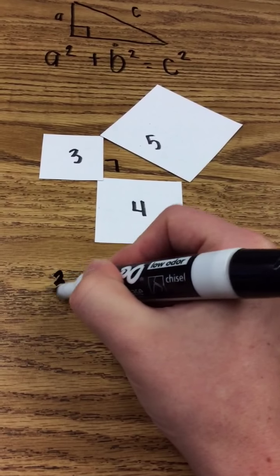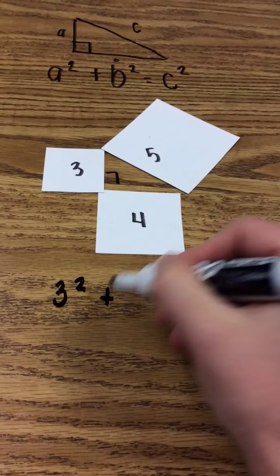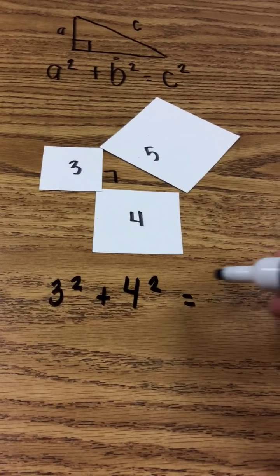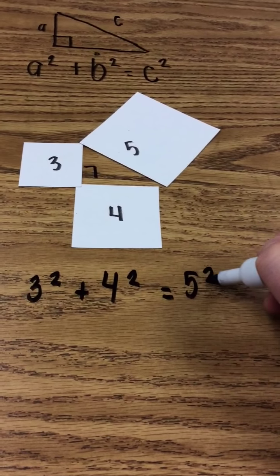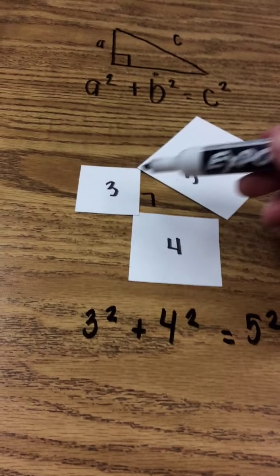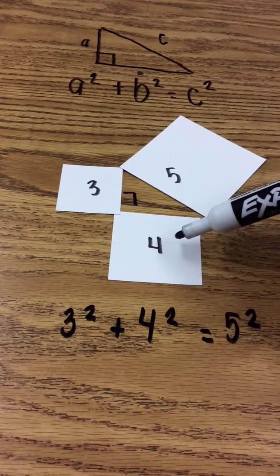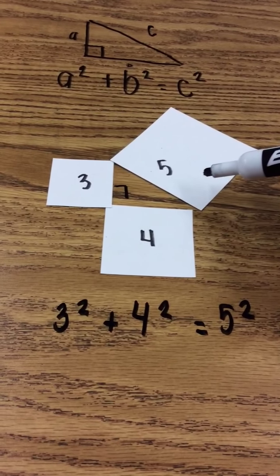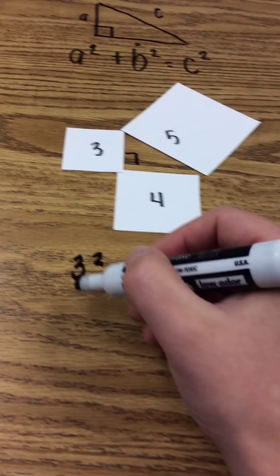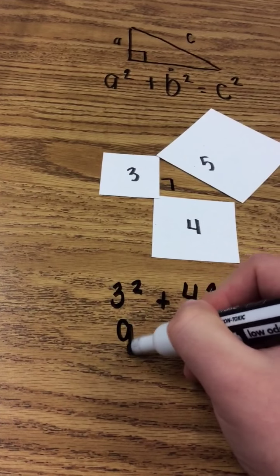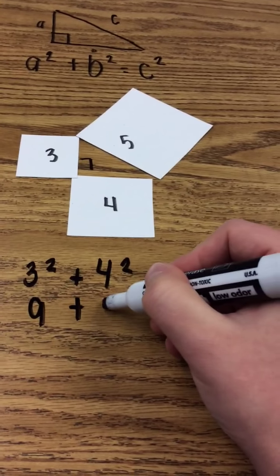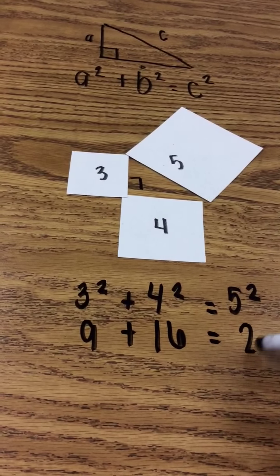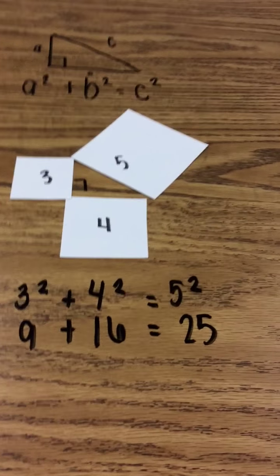So we're going to take a look to see that 3 squared plus 4 squared equals 5 squared, because we took the two smaller squares and the area of the two of them should fit into the biggest square. 3 squared equals 9, plus 4 squared that equals 16, and that should give us 25, which it does.